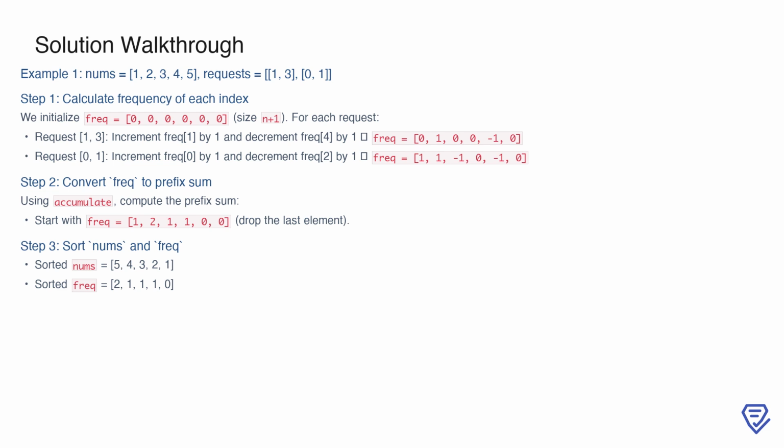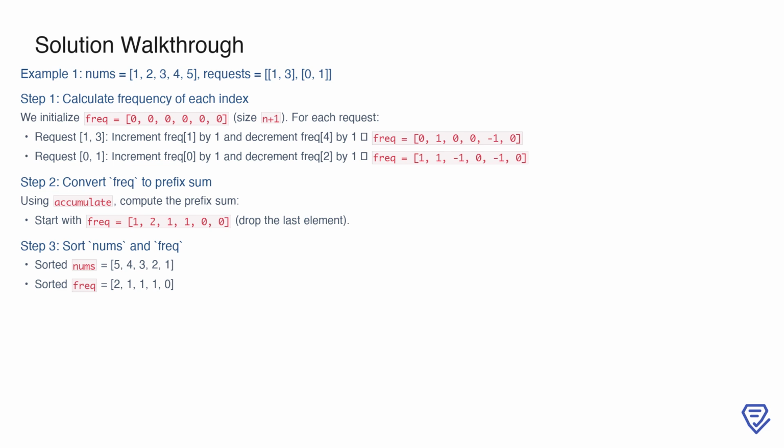We begin by initializing a frequency array of size n+1, filled with zeros, frequency equals 0, 0, 0, 0, 0, 0. For the first request, which is 1, 3, we increment frequency 1 by 1 and decrement frequency 4 by 1. This updates the array to 0, 1, 0, 0, -1, 0.